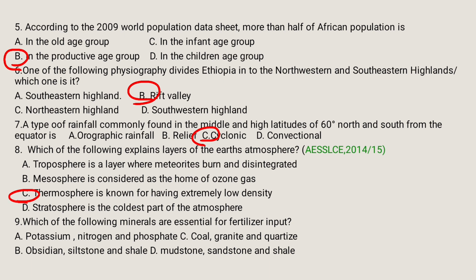Question number 9. Which of the following minerals are essential for fertilizer inputs? A, Potassium, nitrogen, and phosphate, B, Obsidian, siltstone, and shell, C, Coal, granite, and quartz, D, Mudstone, sandstone, and shell. So the correct answer is A. Potassium, nitrogen, and phosphate are the main ingredients of fertilizer production.